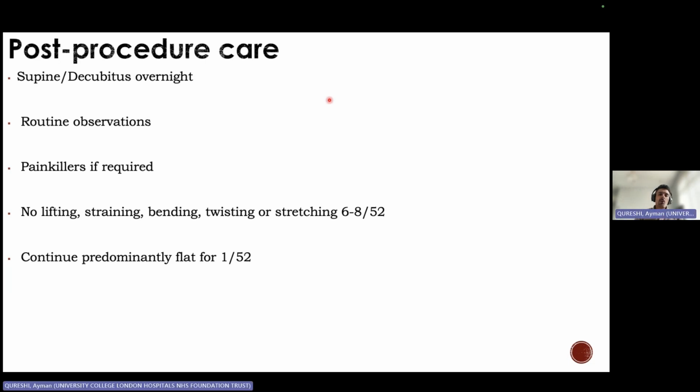We then recommend no lifting, straining, bending, twisting or stretching excessively, at least for the next 6 to 8 weeks, because what we're hoping for is for that patch to hold in position. We don't want anything to move that patch out of place and the leak to start again. And we ask patients to try and maintain bed rest for at least a week. It's not to say that they can't move, but it's just to encourage bed rest for that period.